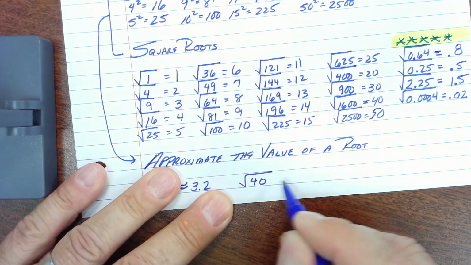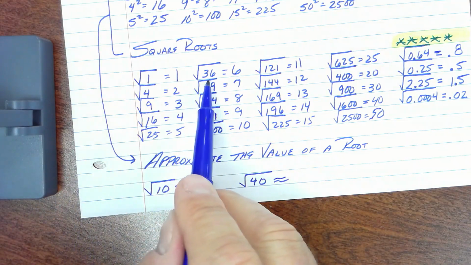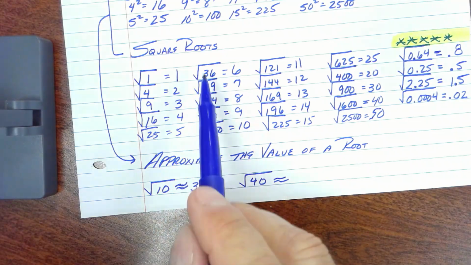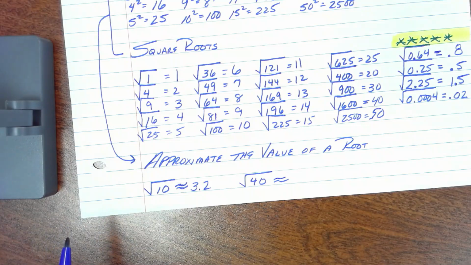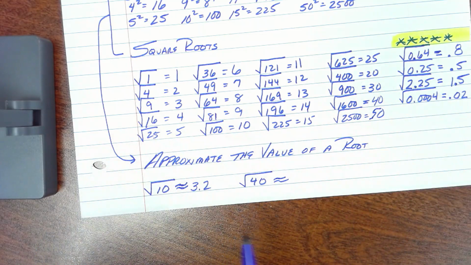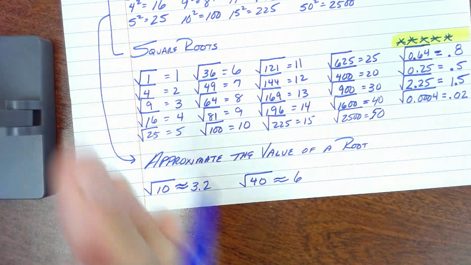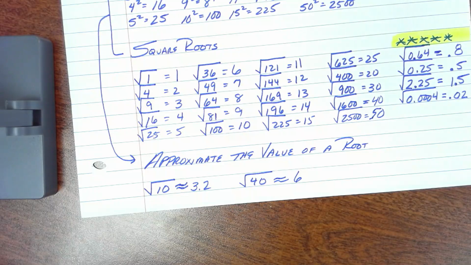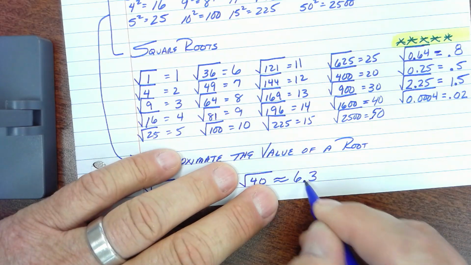The square root of 40 fits in right here. Now the square root of 40 is 4 units away from 36. Everybody agree with that? And it's 9 units away from 49. So it's not halfway. So it's 6.5 or less. Does that make sense? So you can guess it. I think 6.3 is a pretty good guess.